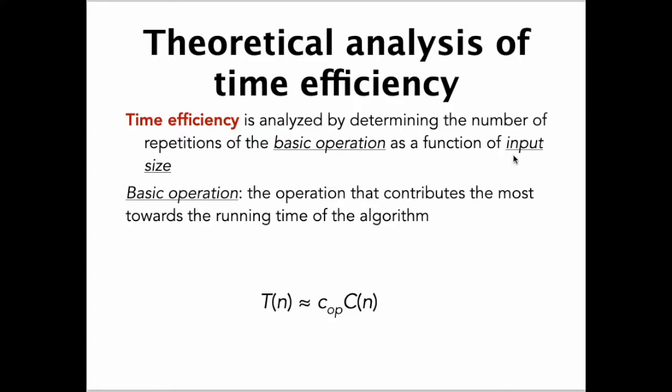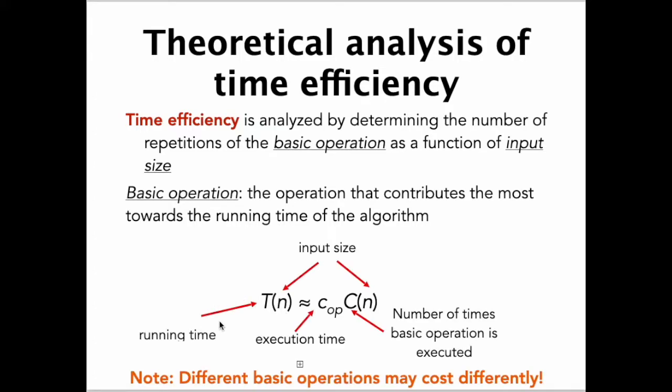Okay, now that we have identified the input size and the basic operation, we are ready to define the time efficiency. The time efficiency can be represented in this expression. The time efficiency is basically the number of repetitions as a function of input size. So it is a function where the input is the size of the input, which is represented here by n. Basically, T of n is the running time. C of n is the number of times the basic operation is executed times C sub op. Here, C sub op is the execution time per basic operation.